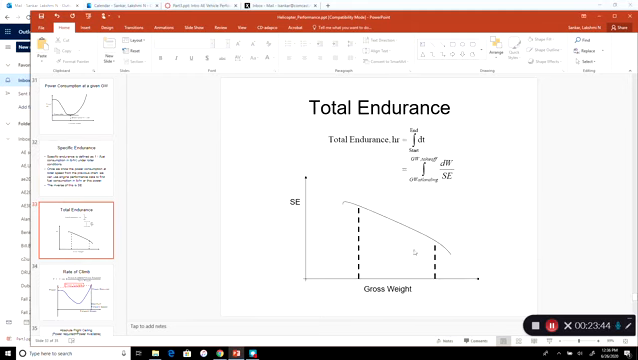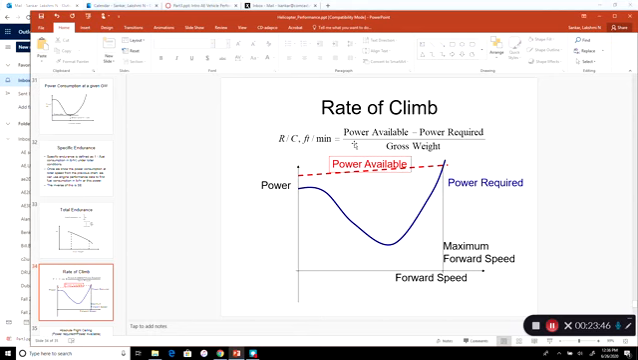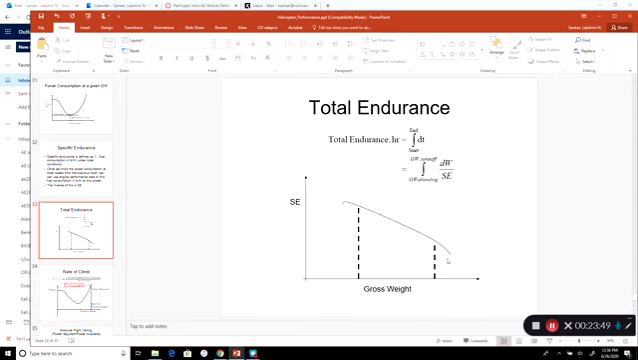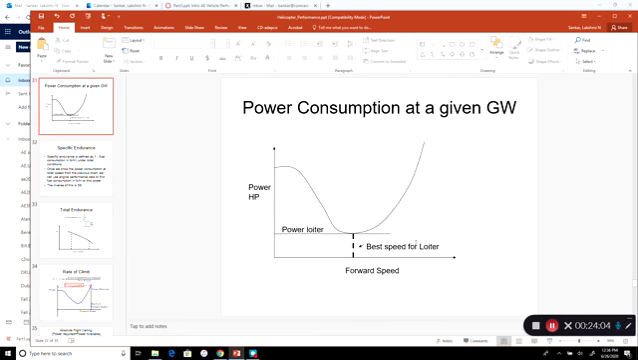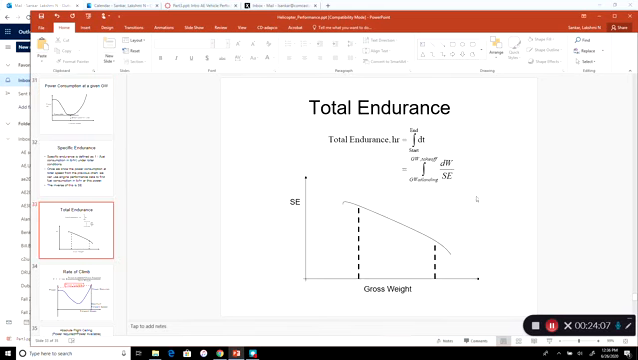Then again you can integrate it. Then that's how you'll find the endurance. Again, take an average value at the average gross weight. Find the specific endurance, which is 1 over fuel consumption in pounds per hour. Then multiply by the change in the gross weight. Then you've got the endurance. Again, we will do a numerical example. I'm going very, very fast at this point, but we will slow down when we do a numerical example. We are just developing the formulas, keeping them stored somewhere.